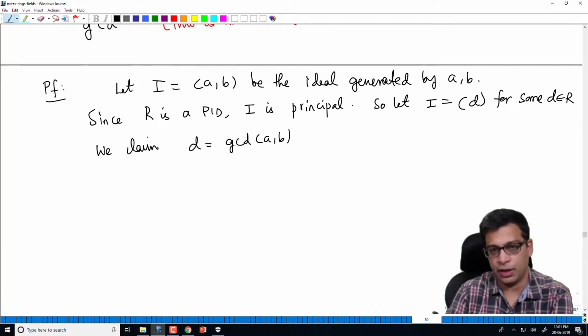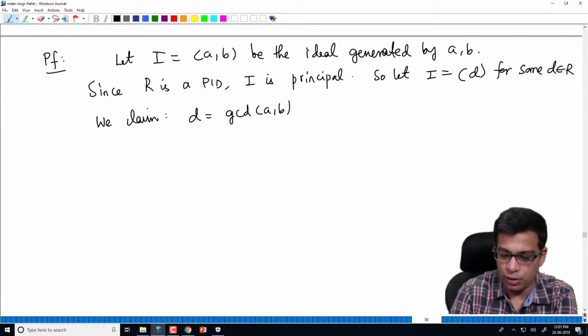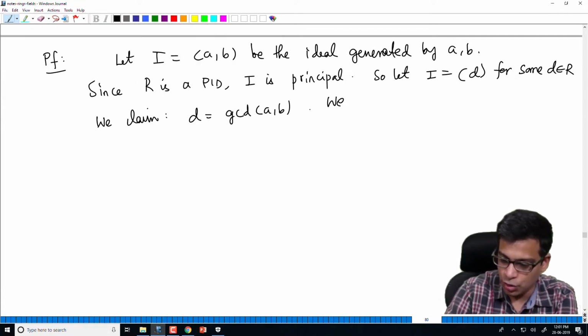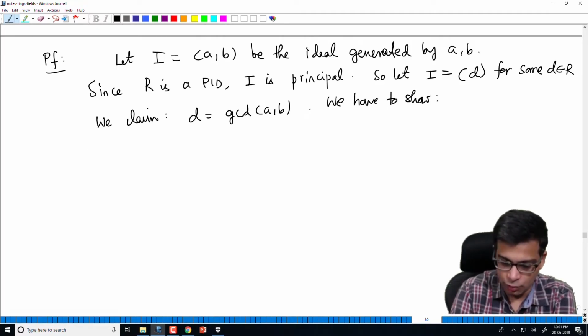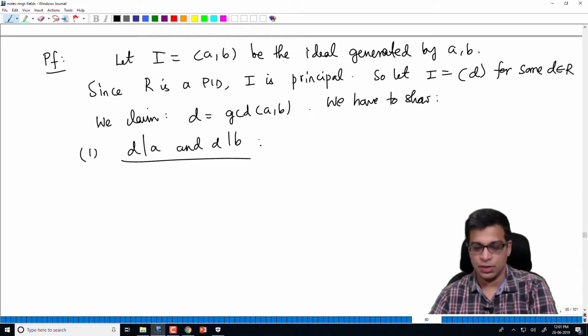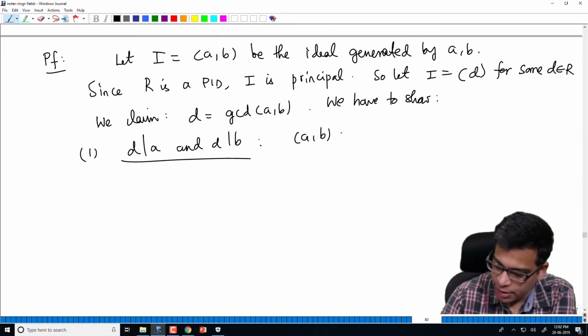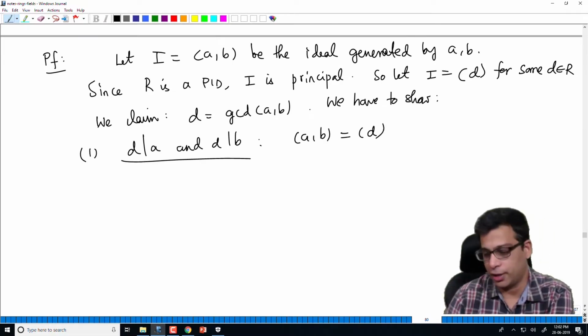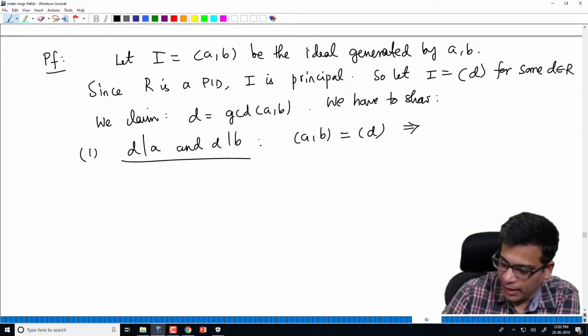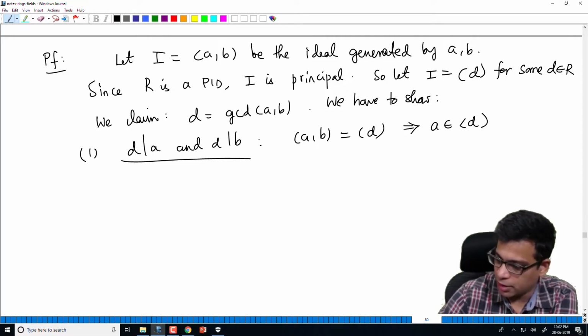Remember, there may exist several GCDs, but d is one of them. So first of all, remember what is a GCD? We have to show one, that d divides a and d divides b. So let's quickly check this. Why is this true? Remember, the ideal generated by a and b is equal to the ideal generated by d. But a is an element of the ideal generated by a and b, so a is an element of the ideal generated by d.